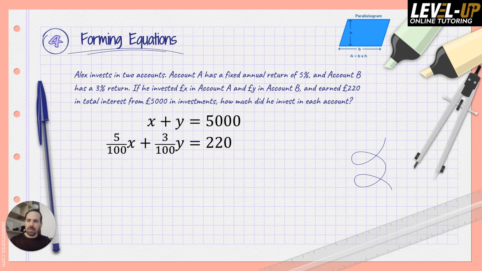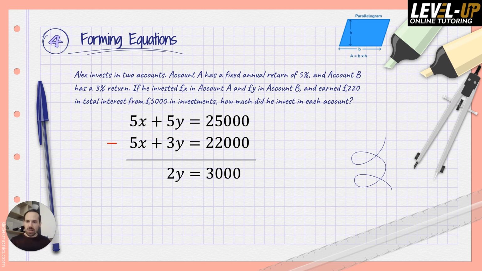So first of all, we probably want to clean up that second equation a bit, like get rid of those denominators. If we times through by 100, we get 5x plus 3y is equal to 22,000. Then we just solve these two. You could do this using substitution or whatever. I chose to do elimination because I feel we've done enough substitution for today. So I times the top one through by 5. The x terms now match, so I can subtract the 2 and I get 2y equals 3,000. Y is equal to 1,500. And if y is 1,500 and we know x plus y is 5,000, x must then be 3,500.